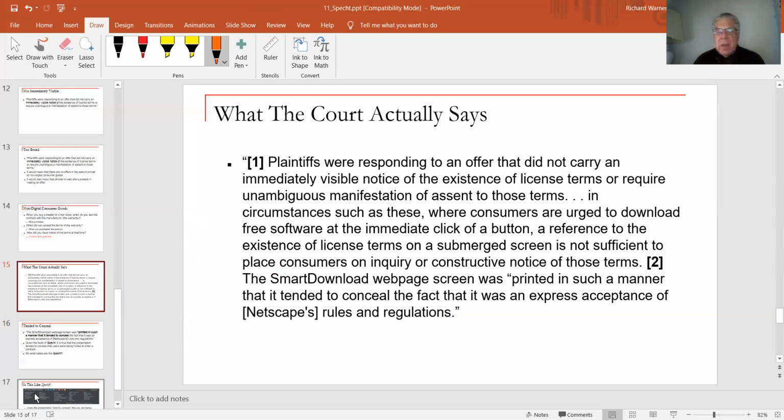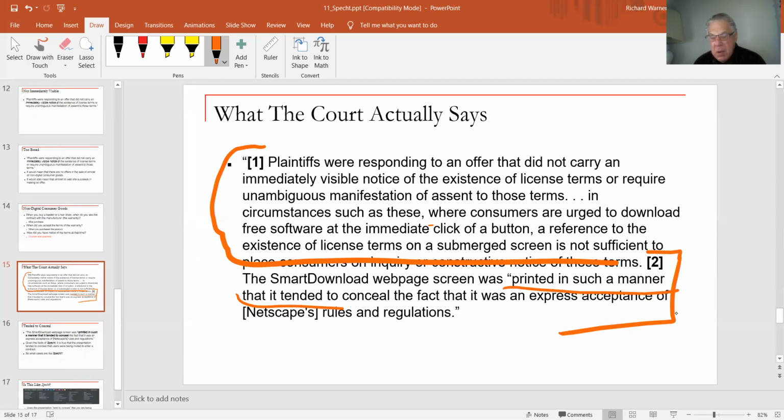So if you look more fully at what the court actually says, what Sotomayor actually says, you see that there are two parts to what she says. Here's the part about not immediately visible. But then she amplifies that with this. What bothers Sotomayor at the appeals court level is indeed what bothered the court at the trial court level. It's not just that the hyperlink isn't immediately visible. The whole setting and presentation tends to conceal the fact that there is a terms of use agreement at all, right? Netscape makes it look like this is just a free download with no strings attached.